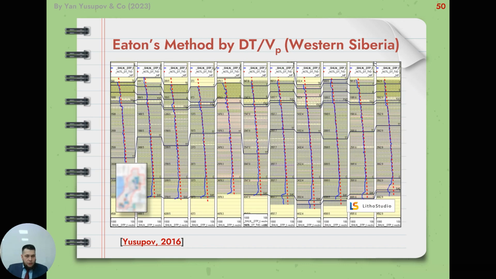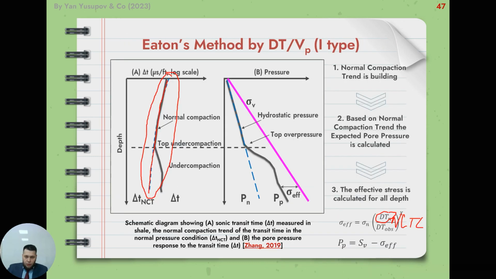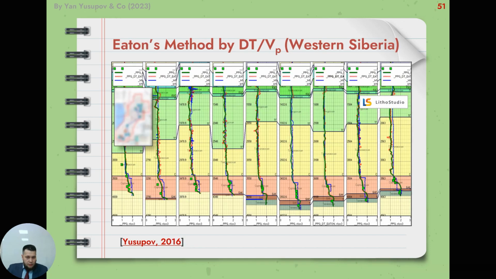Then after calculation by this formula, we get pore pressure distribution for all wells, calibrated on MDT data for each well. As you can see here, the anomaly of pore pressure can reach 2 grams per cubic centimeter. This is very big abnormal pore pressure.